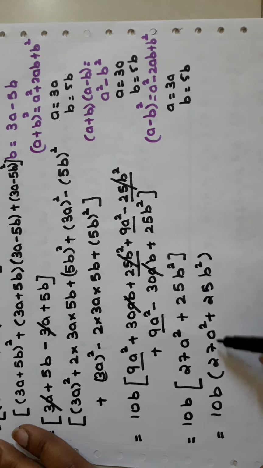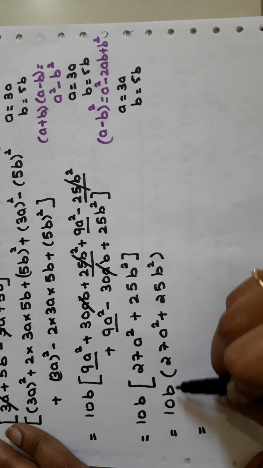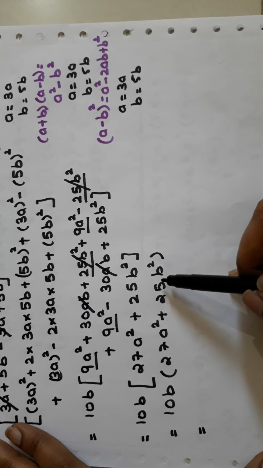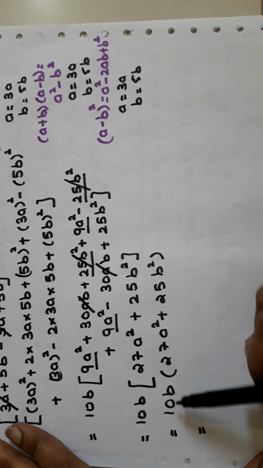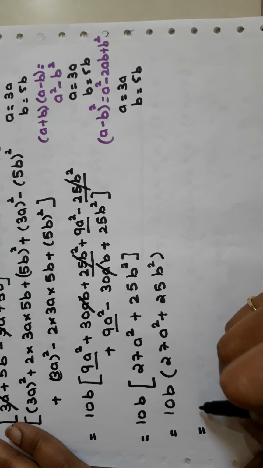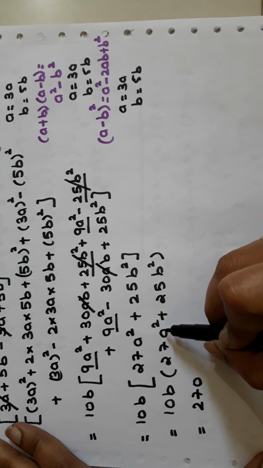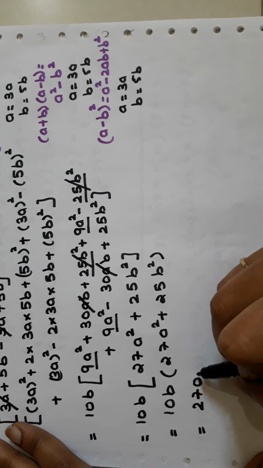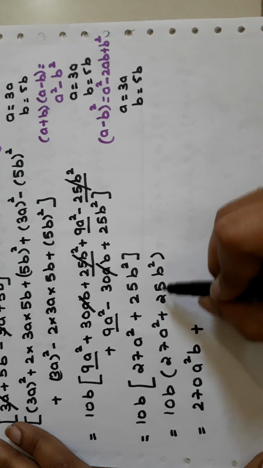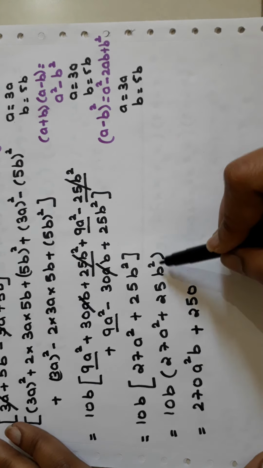Now if you want, you can take the term 10b inside the bracket. When you take 10b inside the bracket, you have to multiply 10b by each of these terms. So how do you multiply? Multiply the coefficients and the variables. 10 into 27 is 270, b into a square, multiplication of unlike terms, so you will write it as a square b. Plus 10 into 25 is 250, b into b square.